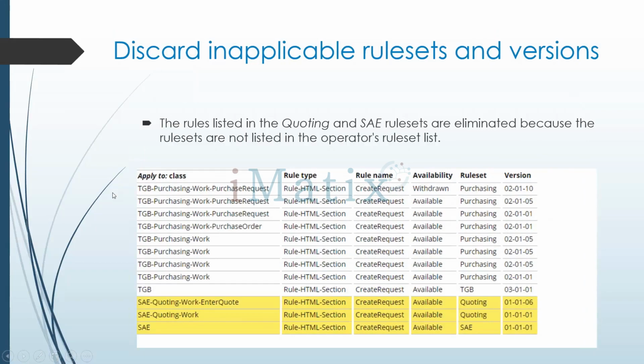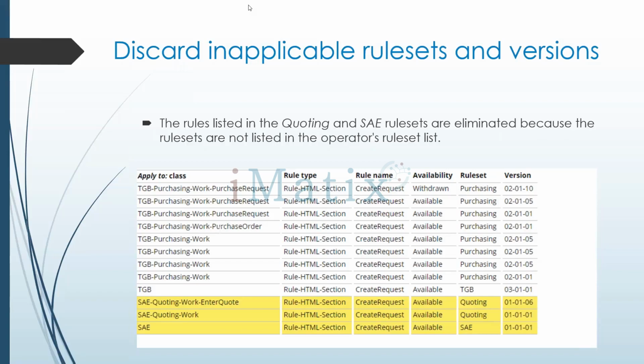And then finally, I have quoting and SCC. I don't need to check the major and minor versions for them directly. They are not available on the list, so discard. Now after this step, I will end up with probably 4, 5, 6, 7, 8, probably 9 rule candidates I am left with, after discarding inapplicable rule sets and versions.